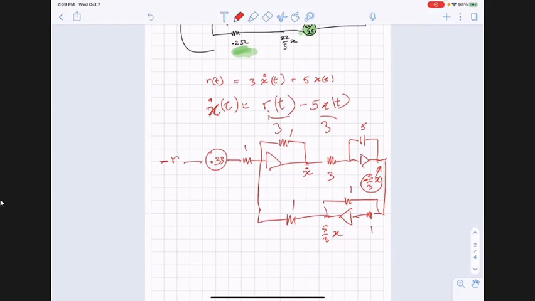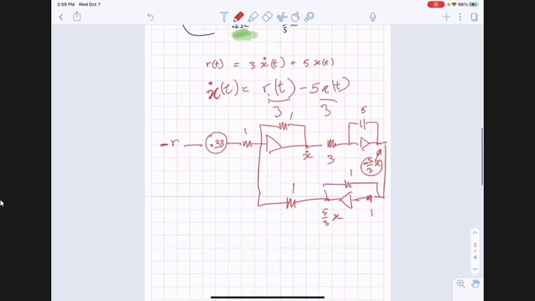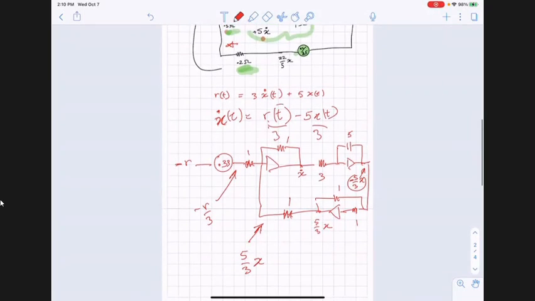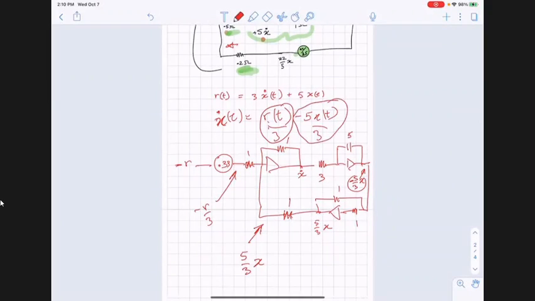Right? So this gives me the second term, right? This is now a 5/3x, right? That's what I have here. And here what I have is a minus R/3 term, right? And my summing junction is only going to be inverting the signal, so the minus R/3 becomes plus R/3. That's this term here, right? And the 5/3x goes through the summing junction and becomes minus 5/3x, right? Does that make sense?